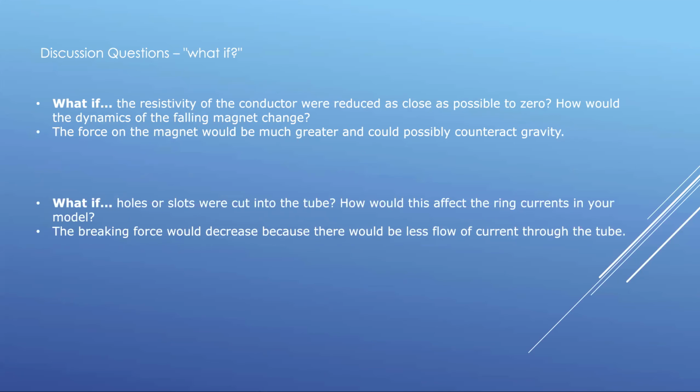What if questions. What if the resistivity of the conductor were reduced as close as possible to 0? How would the dynamics of the falling magnet change? The force of the magnet would be much greater and could possibly counteract gravity. If holes or slots were cut into the tube, how would this affect the rings in your current model? The braking force would decrease because there'd be less flow of current through the tube, which makes sense because the current wouldn't be able to flow as freely.